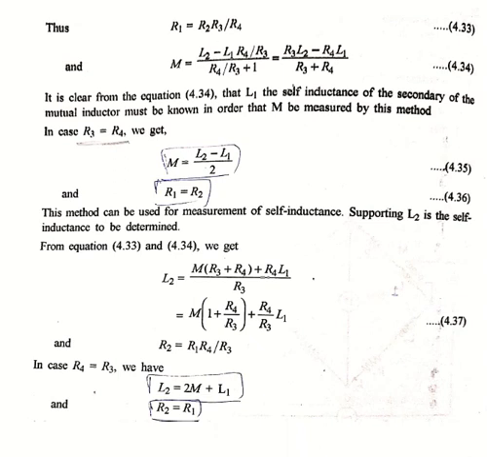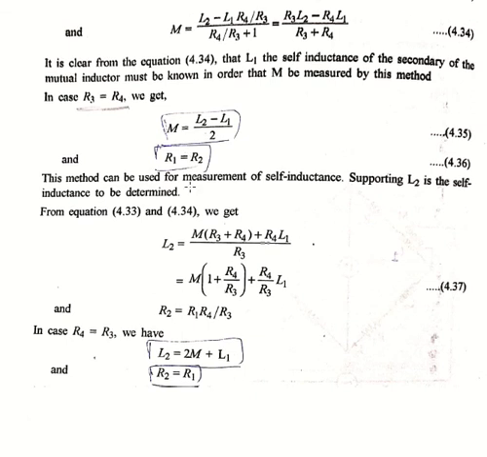It is clear from this equation that L1, the self inductance of the secondary of the mutual inductor, must be known in order to find M. This method can be simplified if R3 equals R4. Then our mutual inductance equals (L2 minus L1) divided by 2, and our R1 equals R2.